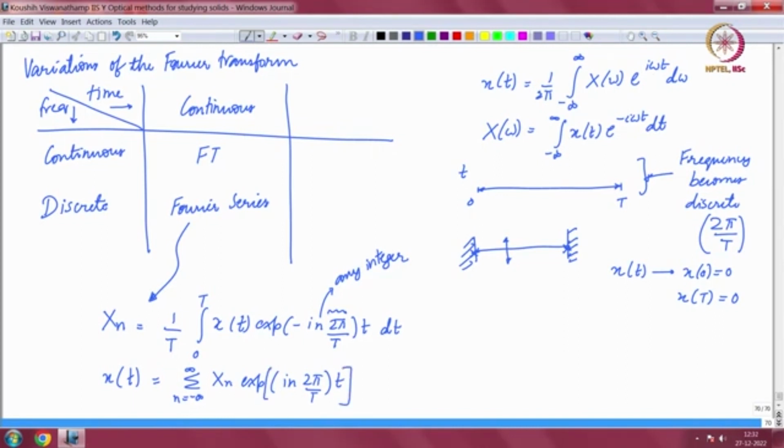So the Fourier series representation becomes like this. Your time is continuous, remember this is an integral now, so there is no constraint on this, but the frequency is discrete because you only have this index n, you only have multiples of the basic frequency, which is 2 pi by T. Okay. So this is again, if you want a physical picture, this oscillating string is a good picture to keep in mind.